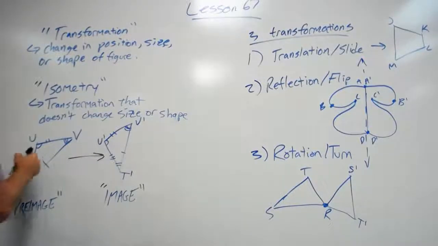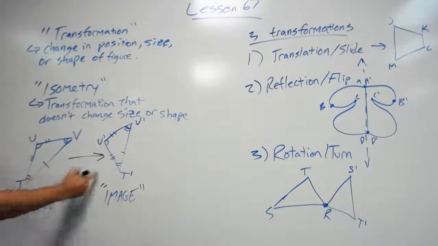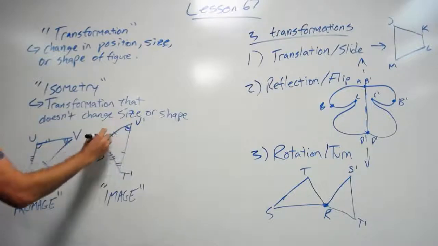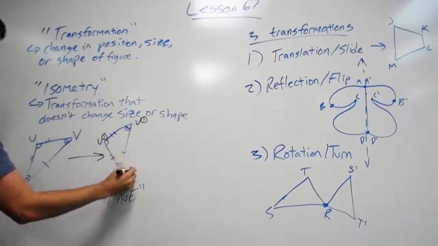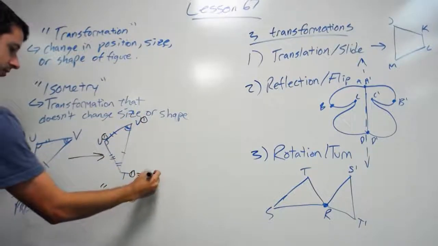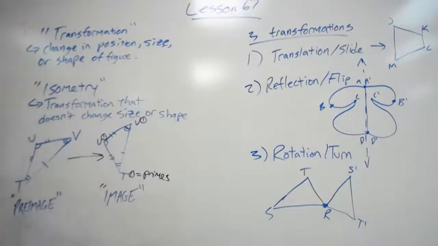Now notice, to separate the pre-image from the image, what I did was I used these little tick marks here. Those are called primes. What that does is tell you ultimately that you moved it, and eventually we're going to move things multiple times, so it tells you how many times you moved it. But those are primes, so we're going to use those.